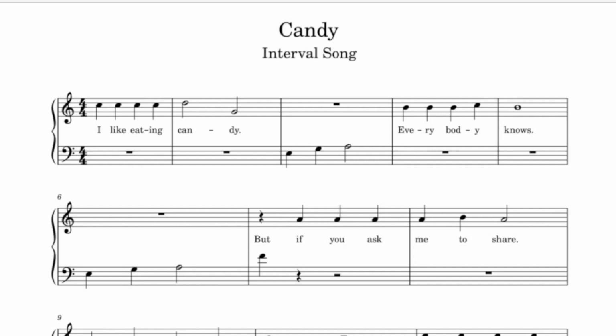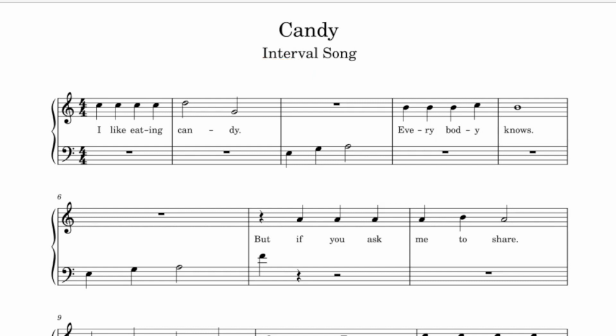Hello, and welcome to page 11 of the Preliminary B Piano Workbook from the Key Music and Design Workbook series. Let's take a look at this song called Candy, an interval song. Interval meaning the distance between two notes.